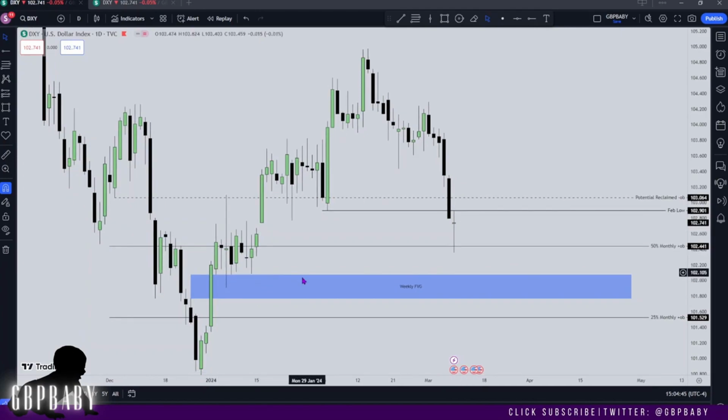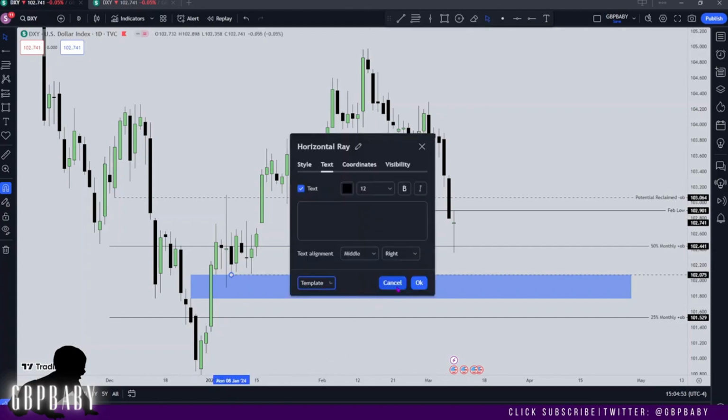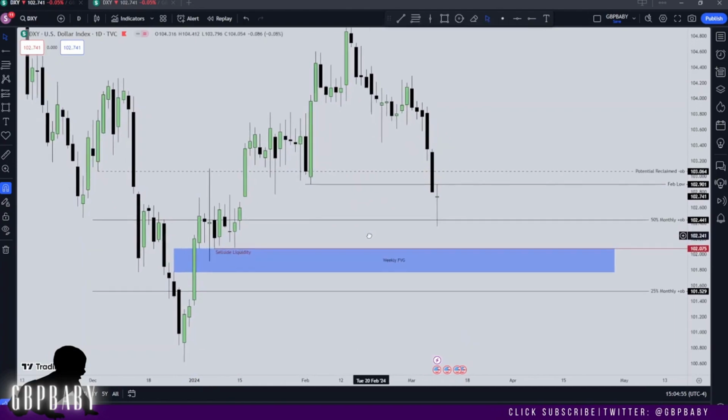And then of course we have the weekly fair value gap. So another thing I want to bring our attention to, this time on the daily, we have relative equal lows here and here. So we can mark that out as sell side liquidity. Very simple level right there.